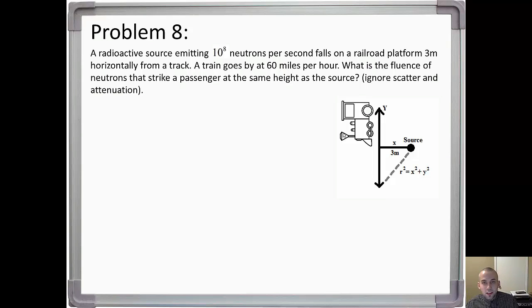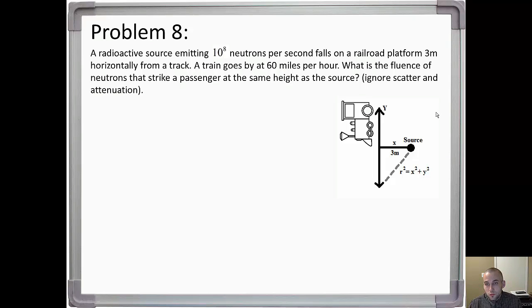Okay, and I got a little diagram. So a radioactive source emitting 10 to the 8 neutrons per second falls on a railroad platform 3 meters horizontally from a track. Now a train goes by at 60 miles per hour. What is the fluence of neutrons that strike a passenger at the same height as the source? And you can go ahead and ignore scatter and attenuation.